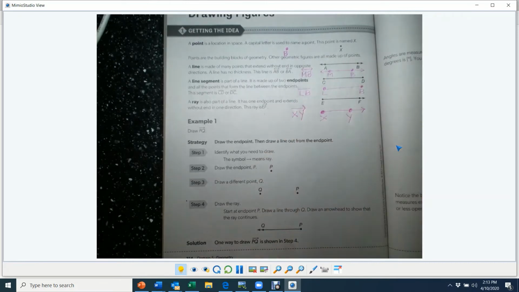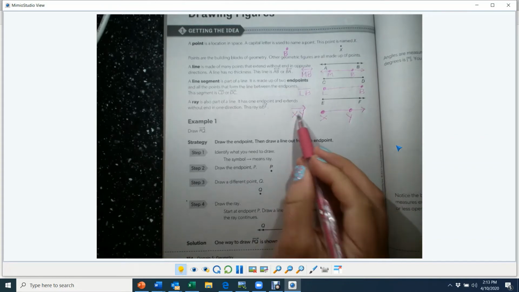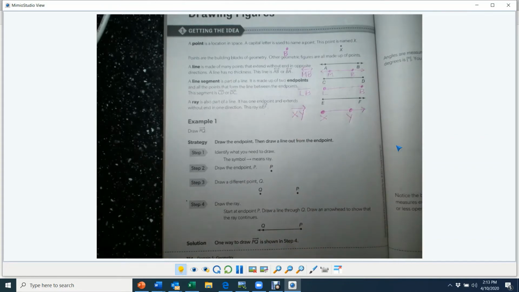And I'm going to draw a ray over the top. So then we know that that is ray XY. And if you need to pause this at any time to catch up and do this, go ahead and do that.